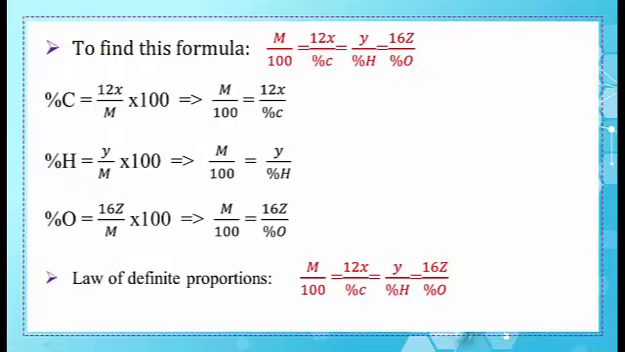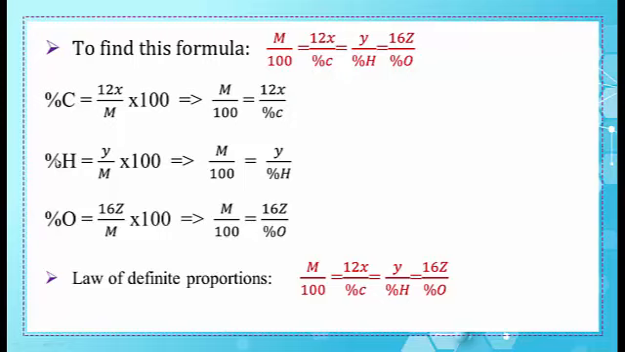To find the formula of the law of definite proportions, first we know that the percentage by mass of carbon is equal to 12, which is the molar mass of carbon, multiplied by x, which is the subscript of carbon, over the molar mass of the compound times 100. Then we can write the molar mass of the compound over 100 is equal to 12x over the percentage of C. This is the first part of this formula.